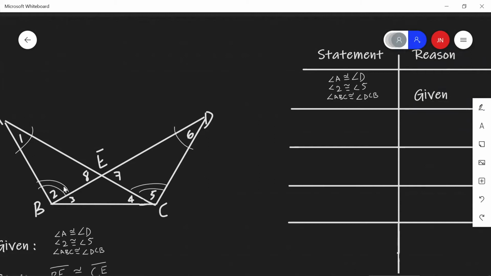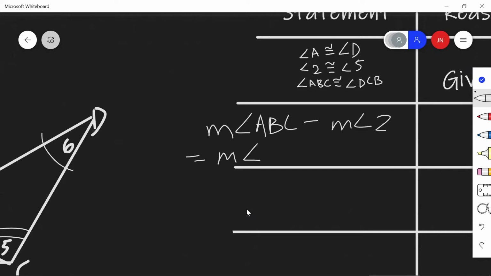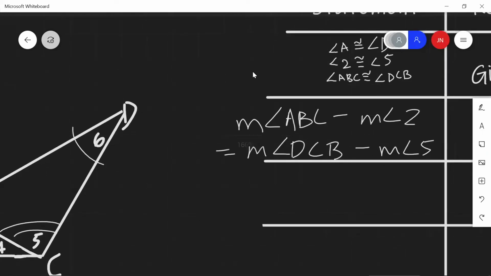So let's write that down. We're going to state that the measurement of angle ABC minus the measurement of angle 2 is going to be equal to the measurement of angle DCB minus the measurement of angle 5. Notice I did utilize measurements of angles in this case, and that's because we can't really subtract two different angles. We have to subtract their actual values instead.